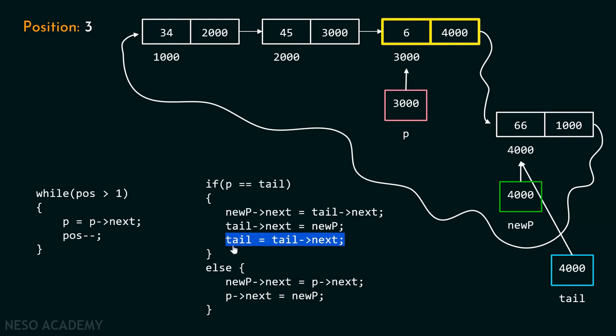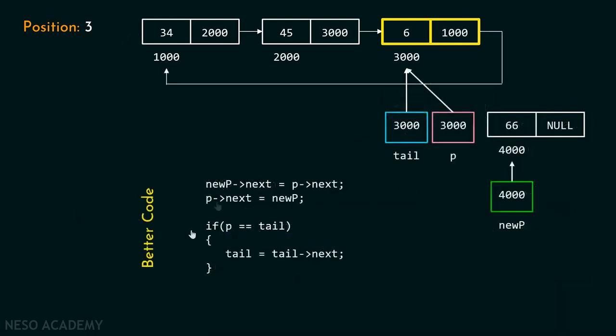But this line of code must be added in case when p is equal to tail. So if p is pointing to the last node of the list, then tail pointer must be updated in that case, else it is not required. So better code is, we will keep these 2 lines of code outside and then we will check this condition. If p is equal to tail, then tail must be updated. That's it. Let's just see whether our code is working fine or not.